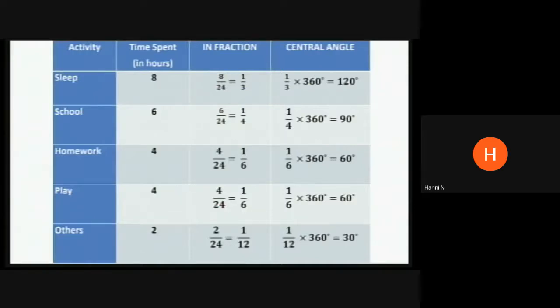So how do I remove that sector? I should have the central angle. Yes. And what portion of the central angle should I remove? It is out of the 360, the 1/3 has to be removed. So 1/3 of 360, that means 1 by 3 into 360, will give me 120 degrees. So that is the central angle for my first activity, which is the sleep.